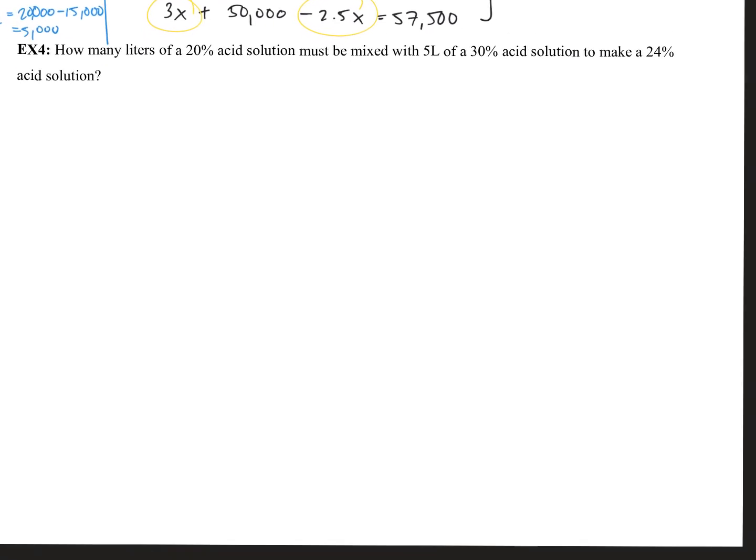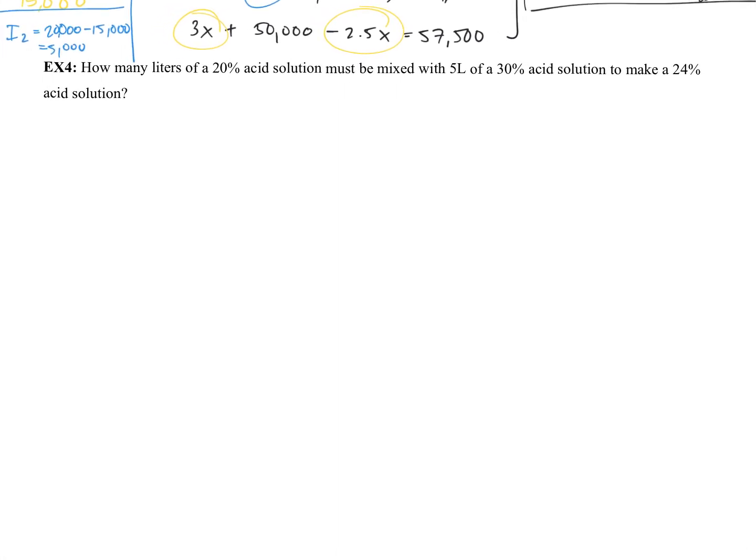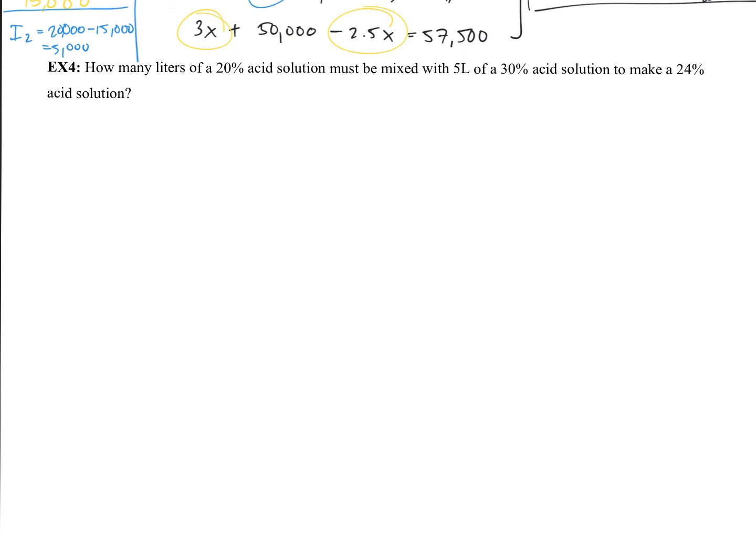Example 4. How many liters of a 20% acid solution must be mixed with 5 liters of a 30% acid solution to make a 24% acid solution? Whew, got a lot going on. As usual, if I can draw a picture, I will draw a picture. So whenever I hear a mixture problem, I like to draw the picture of the mixing values.